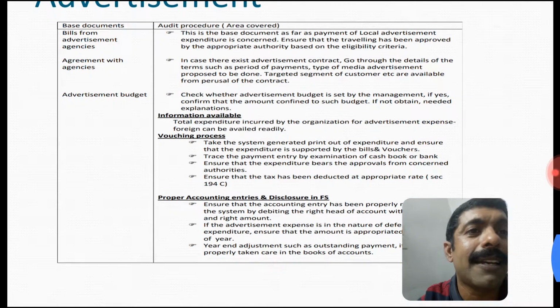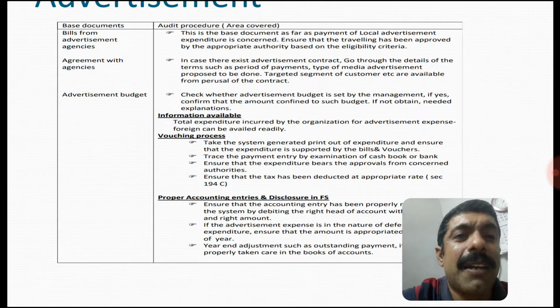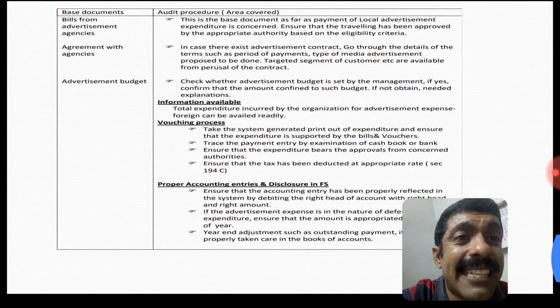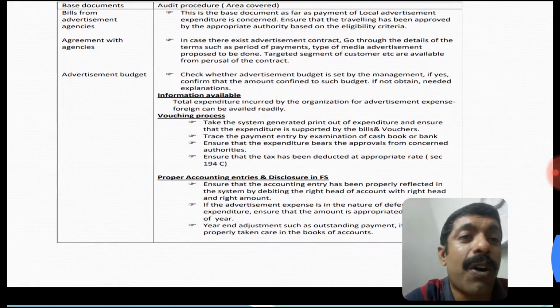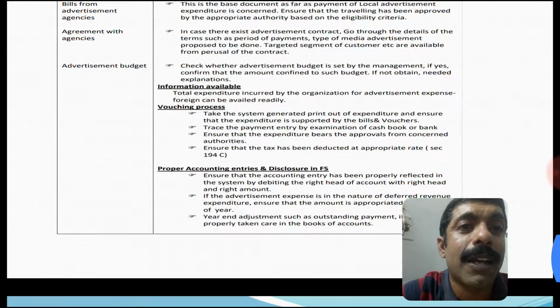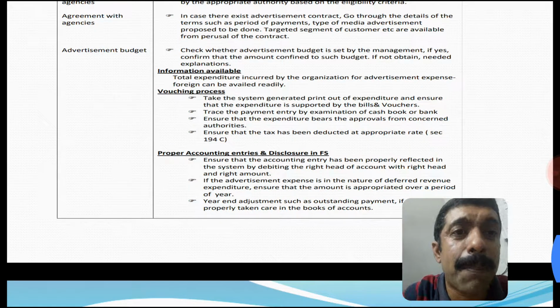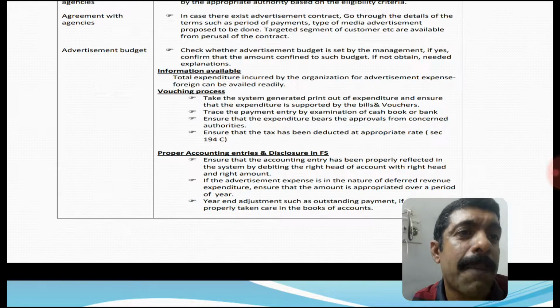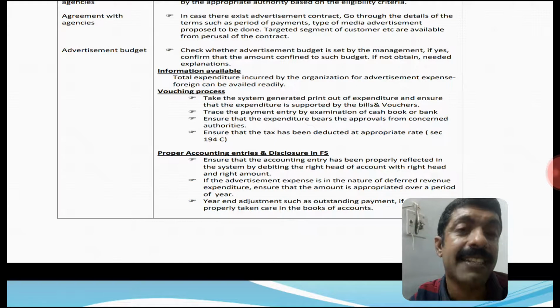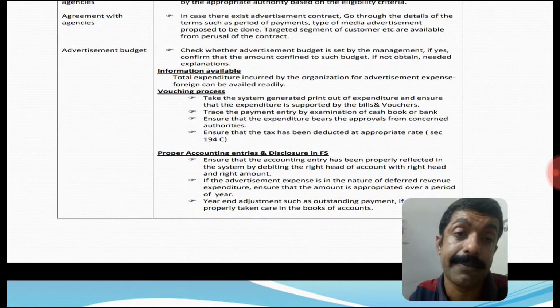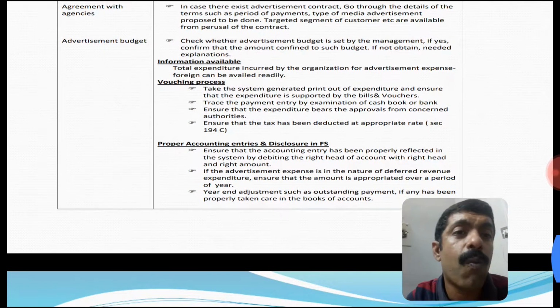Ensure that the bill has been properly received from the party. If there is an advertisement contract, go through the details of the terms and conditions and periods of the contract, and the type of media advertisement proposed. Check whether the advertisement budget is set by the management. If yes, check whether it is properly accounted and properly taken care of, and that it has not exceeded the budget. What are the information available?